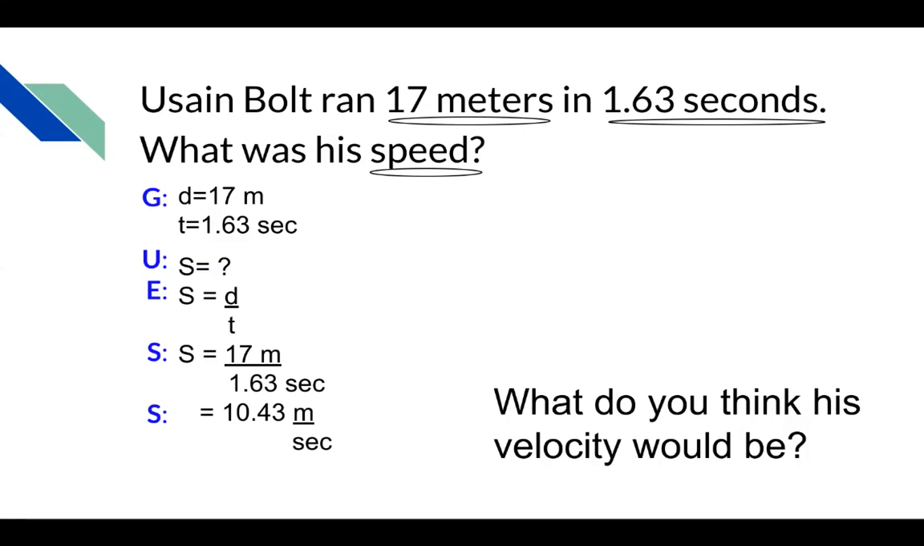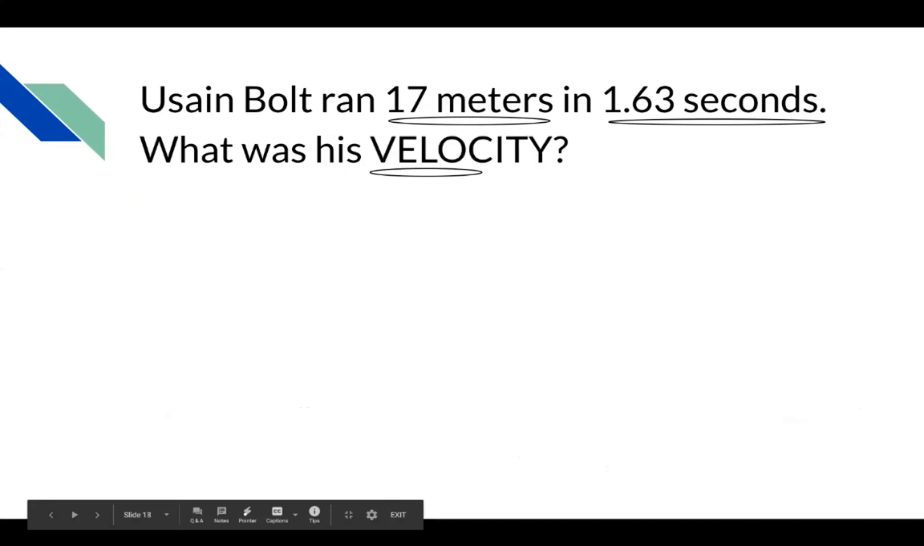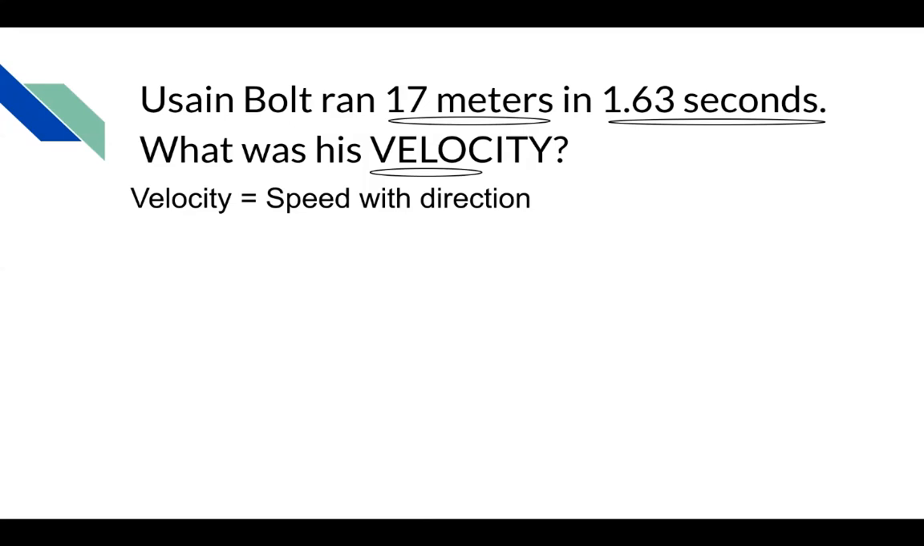Sanal, do you remember what other information there is? That it goes in like one direction. Okay, very good. So velocity, add this to your notes. Velocity is speed with direction. So velocity and speed are the exact same thing, except now we know what direction the object is going. So it's a vector quantity. You already calculated the speed of Usain Bolt. He was going 10.43 meters per second. We already did that.